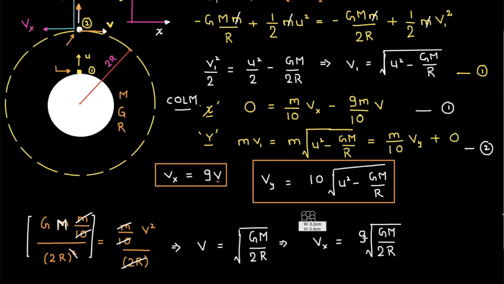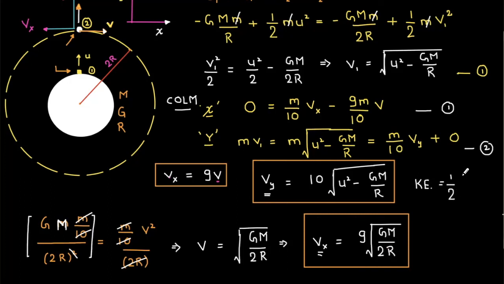So, my dear friends, here is your second equation. Now, you have Vy and Vx, the kinetic energy of the rocket, which is asked, is simply equal to half m by 10 into, let me write over here, Vx square plus Vy square.